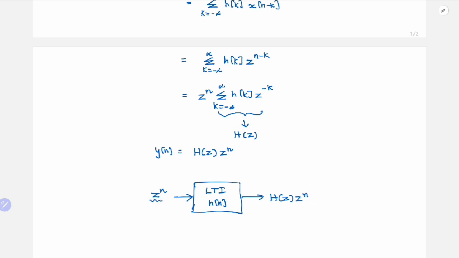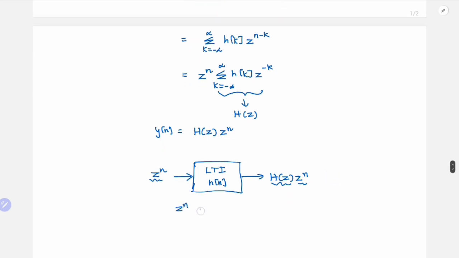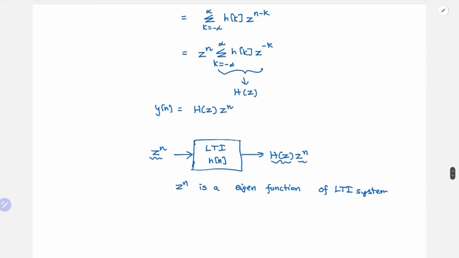So you can see input being z power n and output is some multiple of z power n, right? So z power n is an eigenfunction of LTI systems. Of course, this h of z will change depending on the LTI system and its system response, but for a fixed LTI system, this is going to be constant, and we can say that the complex exponential z power n is an eigenfunction of LTI systems.